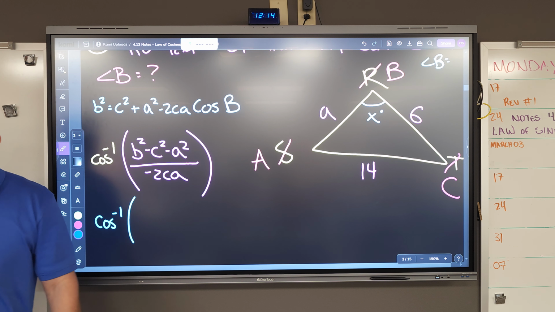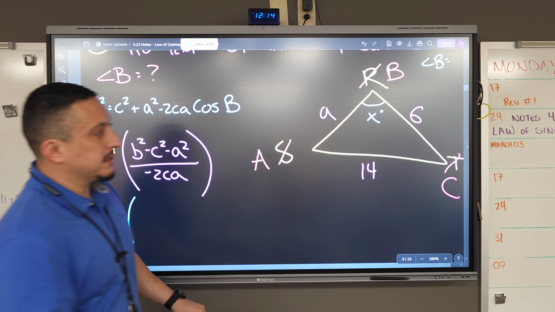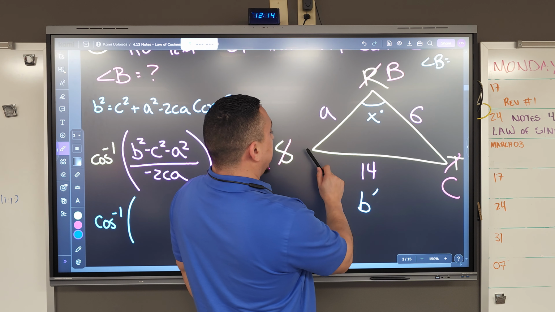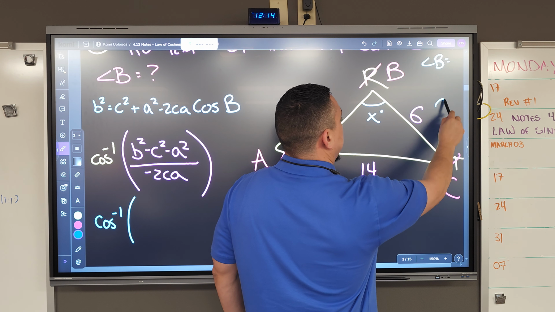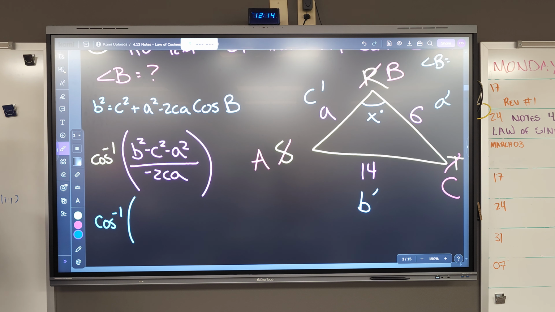Oh, one thing that I forgot to do that could cause problems: I forgot to say this is side B, this is side A, this is side C. I didn't label my sides, which doesn't seem like a big deal, but it could cause issues.